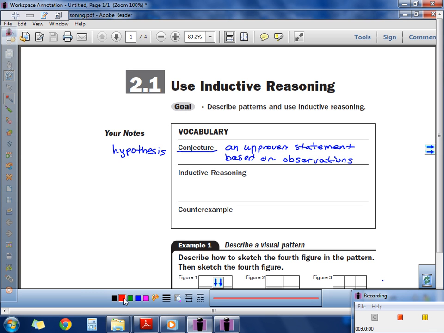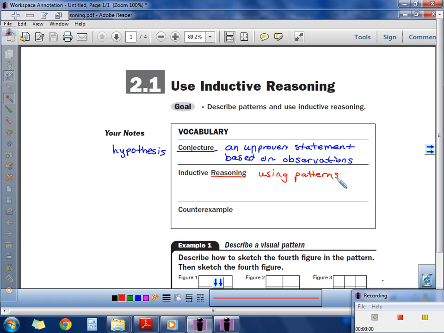Inductive reasoning. Reasoning using what? There's a key word, starts with a P: patterns. So reasoning using patterns. And we should be really good with patterns, numerical patterns, pictorial patterns, and things like that.